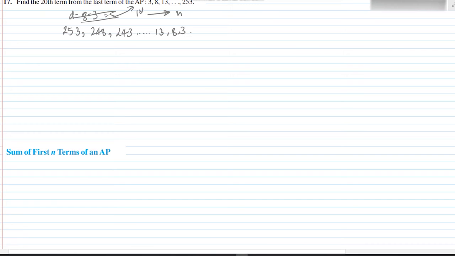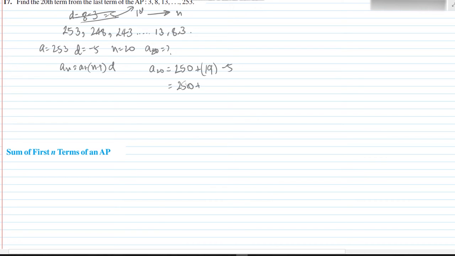And minus 5 is 243 and so on, 13, 8, 3. So find the 28th term from the last. Here a is 253, d is equal to minus 5, n is 28. We have to find the 28th term. So a of n is equal to a plus n minus 1 into d, right? So a28 is equal to 253 plus n minus 1 is 27 into d is minus 5.